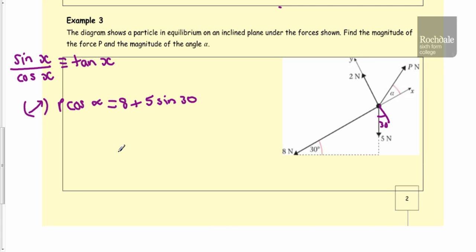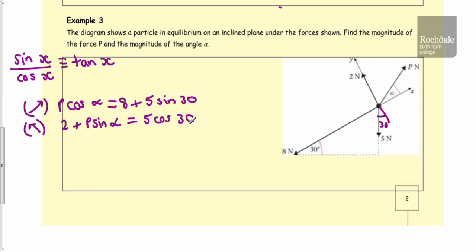Now, if we do the same thing but perpendicular to the plane, the 2 is acting vertically upwards. We've also got a component of P that acts upwards. That's P sine of alpha. And then if you look perpendicularly downwards, you can see that this 5 would have a component, and that would be 5 cos of 30.